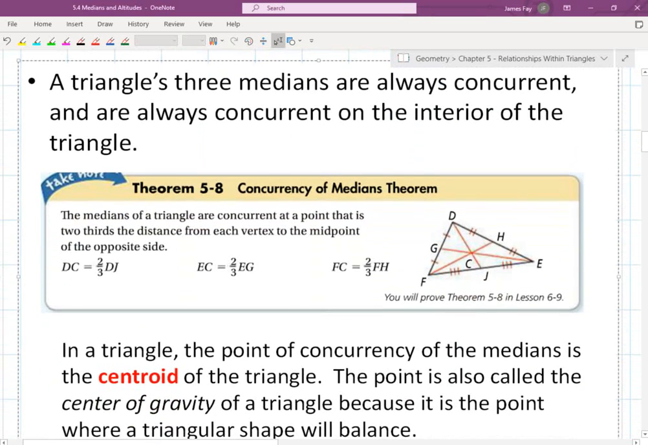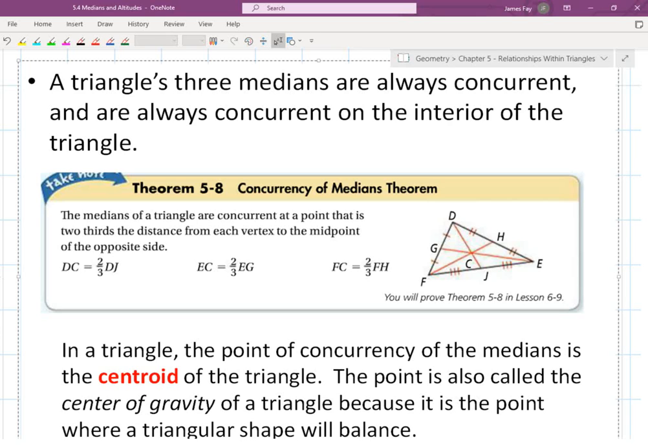Okay, when we draw, so every triangle has three medians. Okay, all of those medians are going to be concurrent. They're all going to match up or meet up at one point. Okay, that one point is called the centroid. Okay, so we read the paragraph at the bottom there. It says, in a triangle, the point of concurrency of the medians is the centroid.